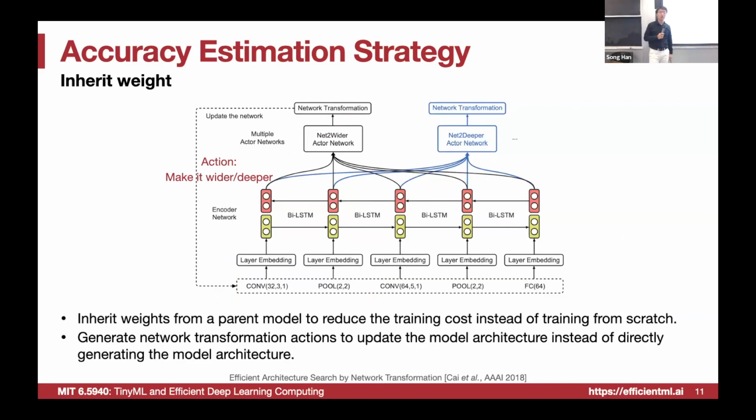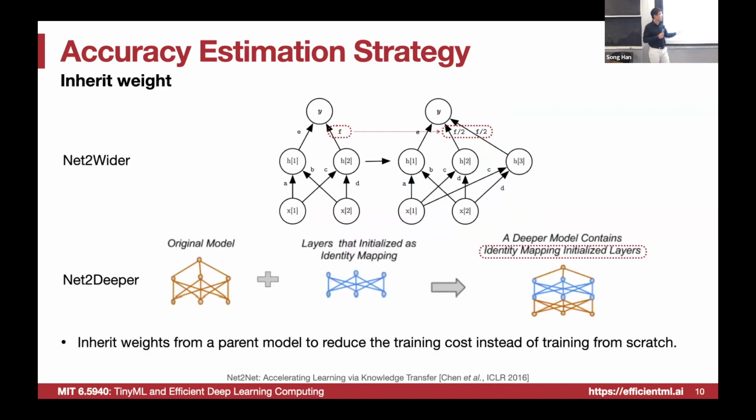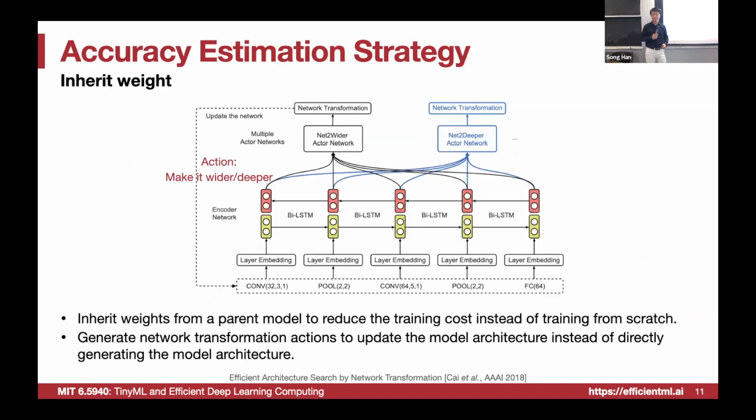So using this approach for the controller, rather than each time we propose a new architecture, the N, C, H, W, different parameters, now the action would be make it wider or make it deeper using the approach in Net2Net. So we can propose to either Net2WiderNet or Net2DeeperNet. And then we'll continue to train the same set of parameters without having to train it from scratch. So the generator will generate network transformation actions to update the model architecture rather than proposing a completely new model architecture.